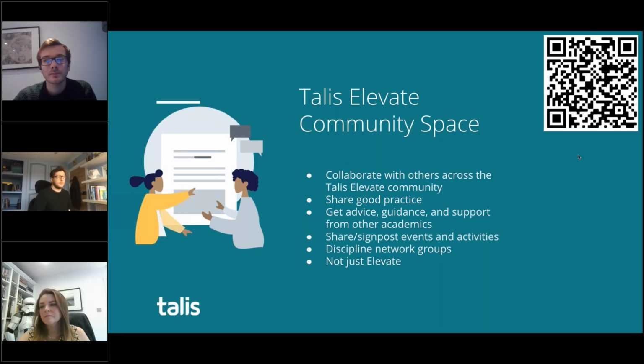The structure at the moment is going to be very flexible, but we have put in some initial focus around things like sharing good practice, introductions, help and advice, and that kind of thing. Critically for me, I don't want to see this as a space that is just about Talis Elevate. This is one tool in the toolkit that we teach with. So please don't feel that this is only for Elevate. This is for anything that you feel is pertinent in your teaching or in your discipline.